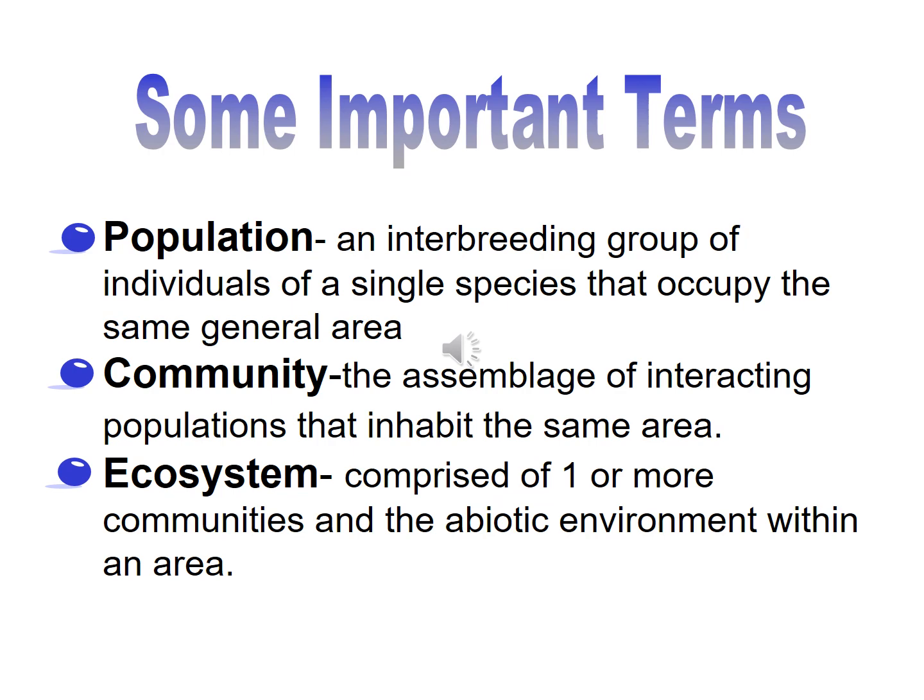A community is the assemblage of all the different populations in one area, so all the different species. An ecosystem is when you add the community to the abiotic or non-living physical environment. That makes the ecosystem: the plants and animals and living things, all those different species, and the environment.